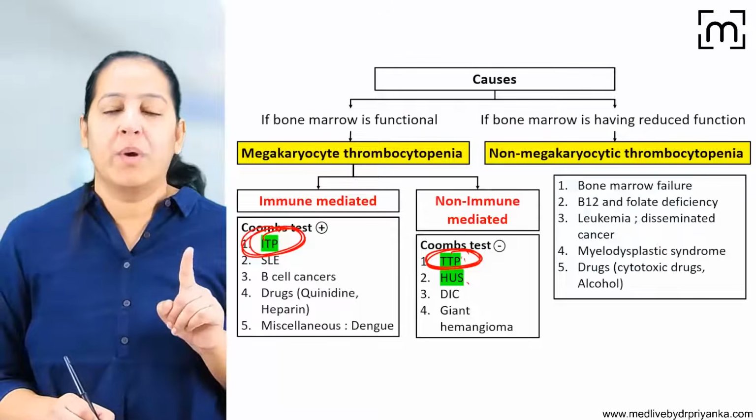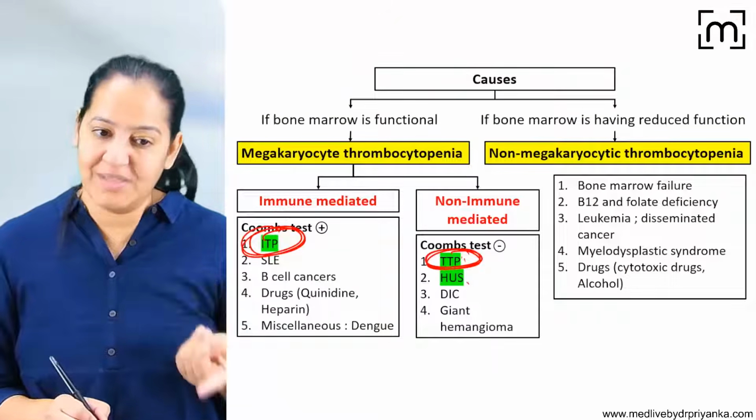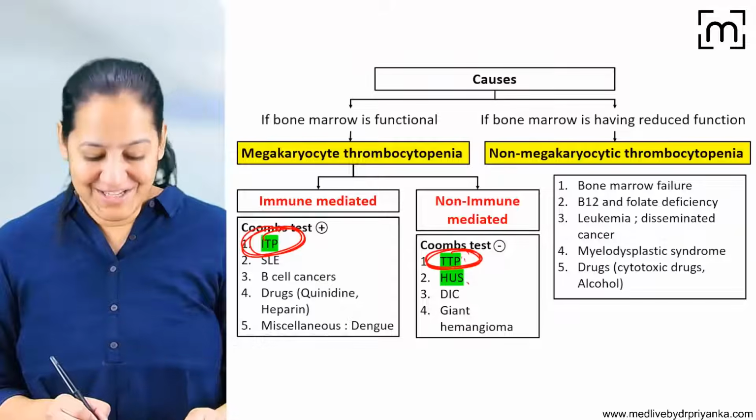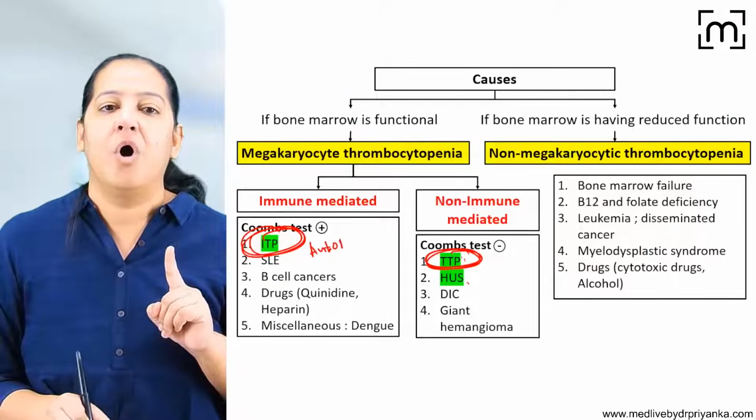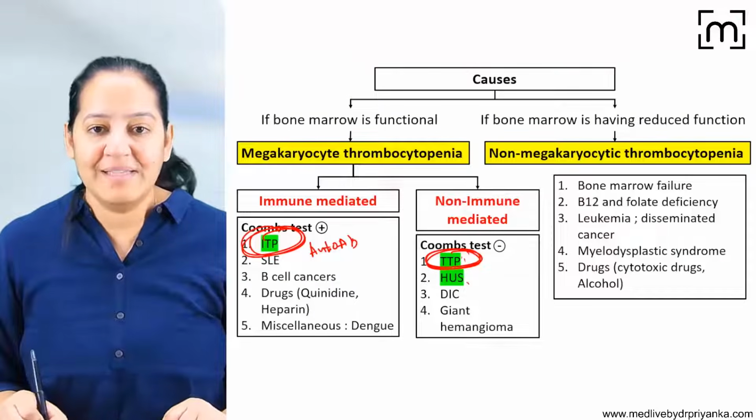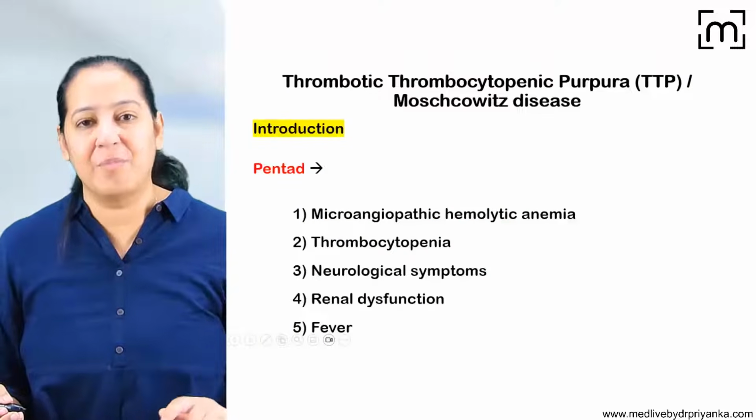You got ITP. What is the ITP? What is the pathogenesis? What is the clinical features? What is the lab finding? So what is the problem in ITP? The auto-antibodies are formed. Auto-antibodies is causing destruction. Let's see who is destroying in TTP. What is the problem in TTP?